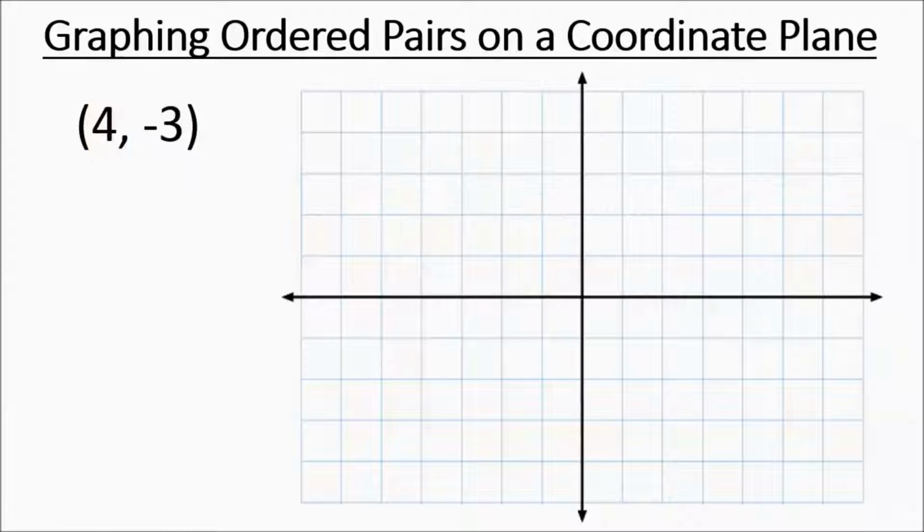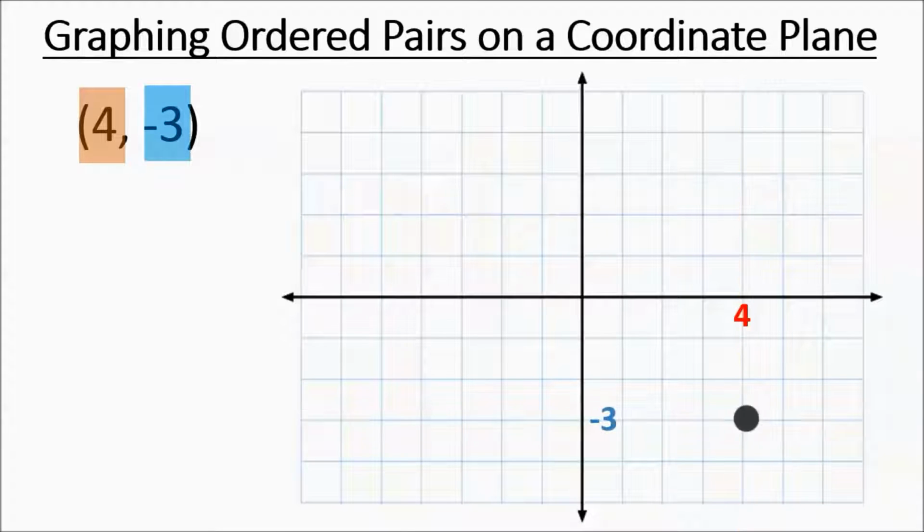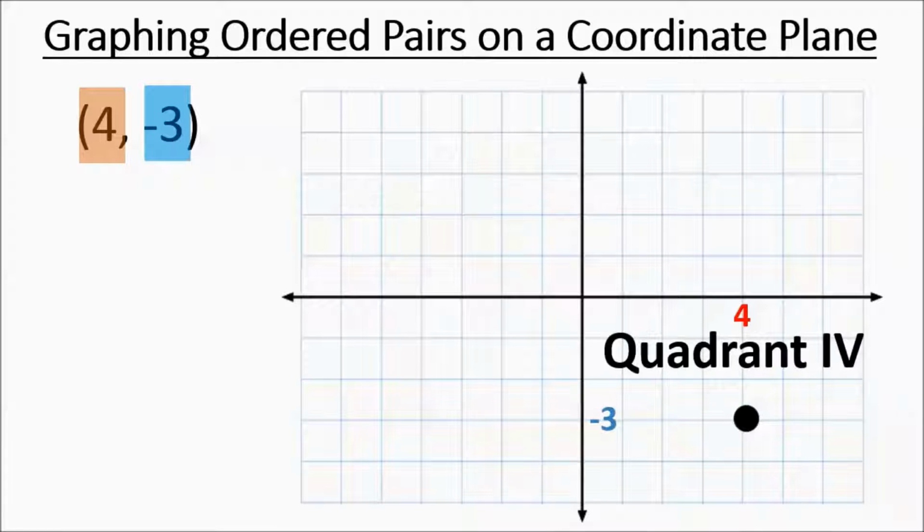We have 4, -3. We mark our 4 on the x. We mark our -3 on the y. We extend them, and they line up right there in quadrant 4.